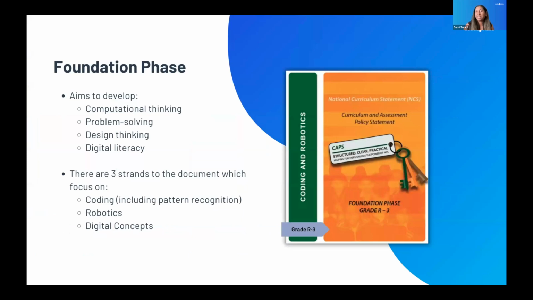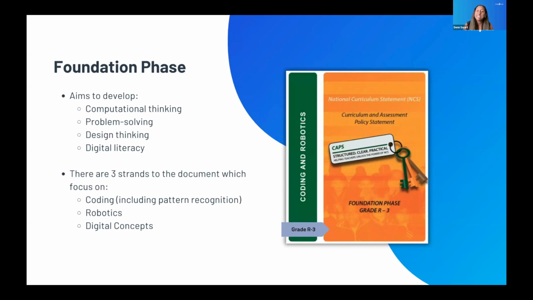The foundation phase CAPS document aims to develop computational thinking, problem solving, design thinking, and digital literacy from a young age. The specific skills that are emphasized in the document include things like algorithmic thinking, debugging, understanding patterns, coding, and basic robotics. Students are also introduced to digital citizenship, including safe and responsible use of technology.